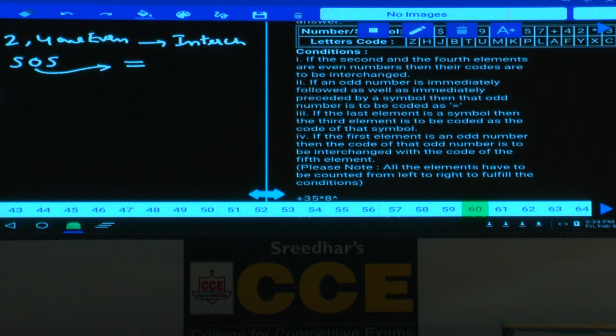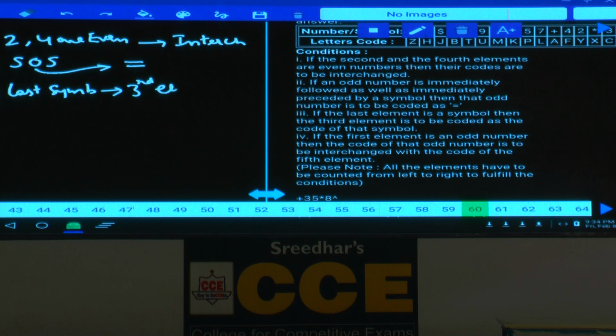Then condition number 3: the last element is a symbol. If the last element is a symbol, then the third element is to be coded as the code of that symbol. Third element should be coded as what? As the code of that symbol. Clear? Whatever the code of that symbol, that should be replaced with the third letter.